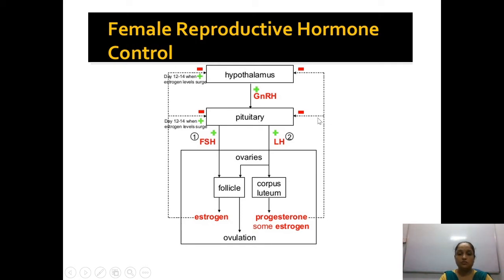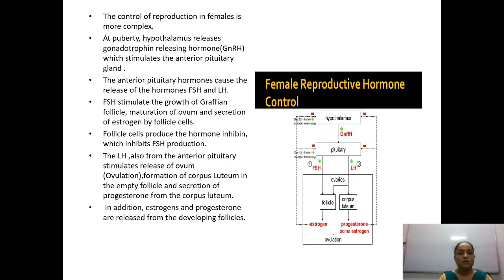Again, the pituitary is going to secrete two hormones, that is FSH and LH. Now the next picture will be different because this is a female reproductive system. The control of reproduction in females is more complex. At puberty, the hypothalamus releases gonadotropin releasing hormone. It was there in the males also. That is the reason I have discussed this section in the introduction only.